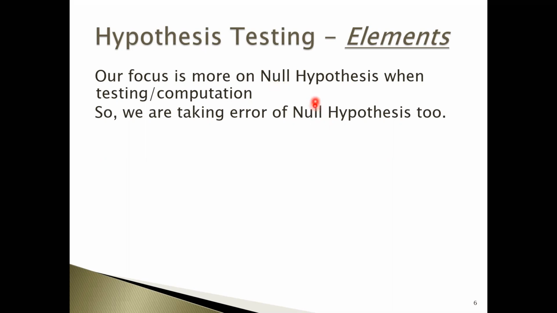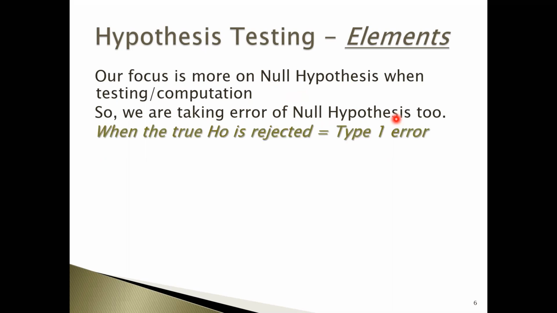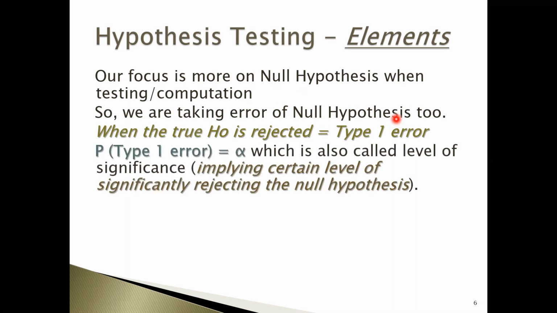So for step number 2, at this step we define the error of the deviance between the sample values and the hypothesized value. So we take the error of the null hypothesis, which is the type 1 error, when the true null hypothesis is true. Since in the next step we have to take the probability, we are taking the probability of the type 1 error, which is alpha. This alpha we call the level of significance, which implies a certain level of significance for rejecting the null hypothesis. So step number 2 is level of significance.